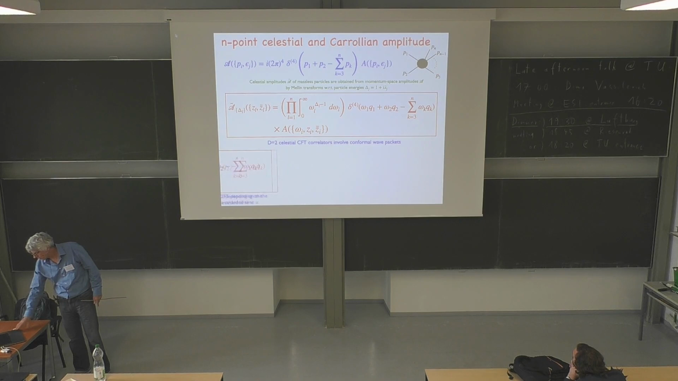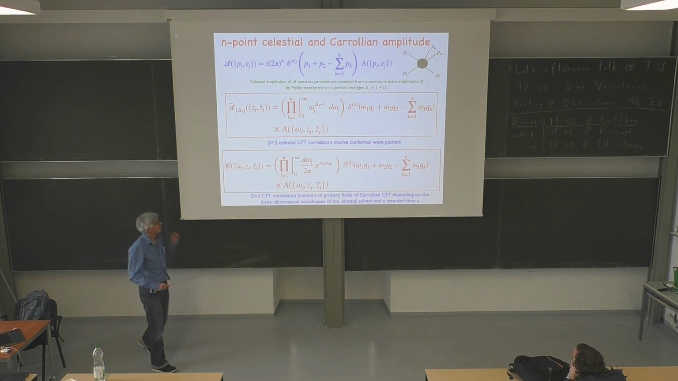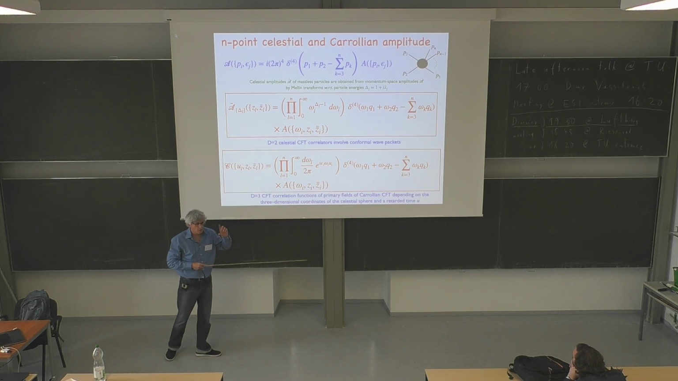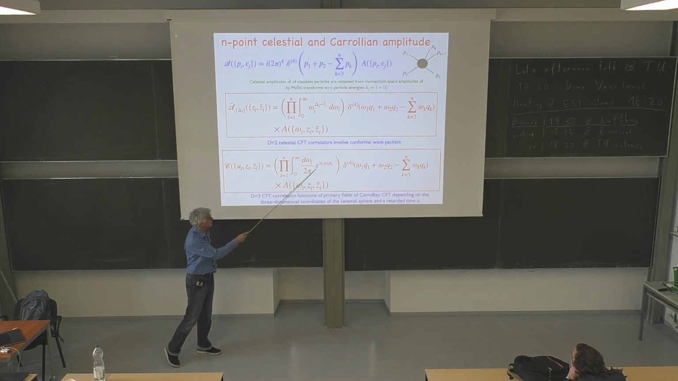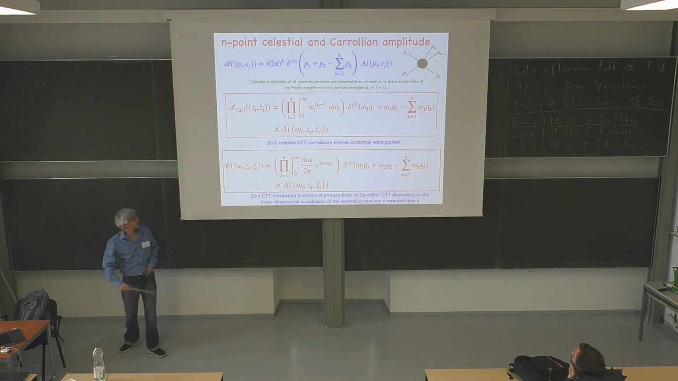And the same you do for the Carrollian amplitude. Now there's this Fourier transformation. I should say that epsilon_i takes care of the n particles, whether they are incoming or outgoing. So epsilon_i is plus or minus 1. So these are the objects.